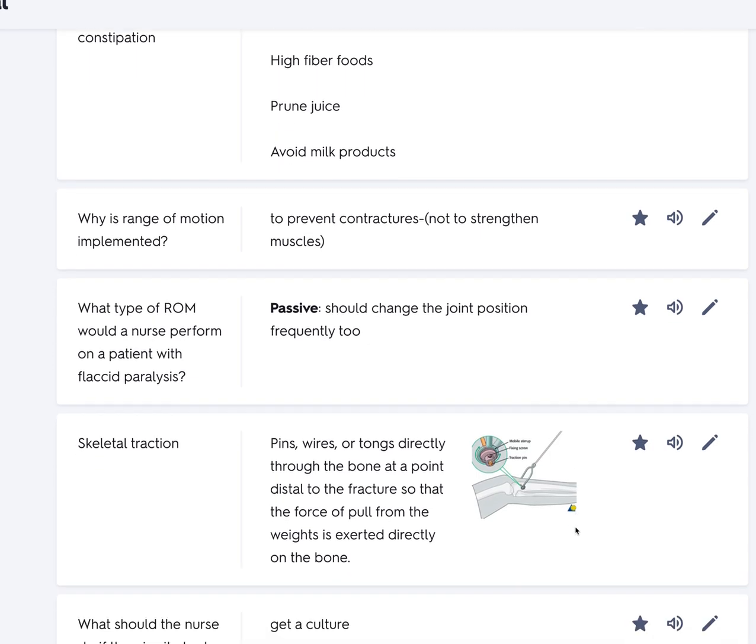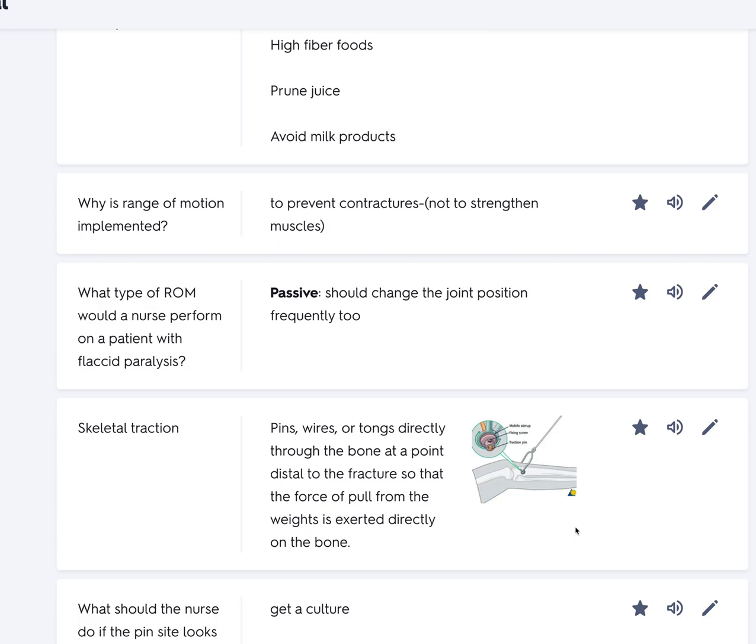Range of motion. So we do range of motion to prevent contractures, not to strengthen the muscle. And then the type of range of motion you would perform on a patient with flaccid paralysis would be passive range of motion. You should change the joint position. Anybody that has flaccid paralysis, change the joint position frequently too. Okay, that's to prevent contractures.